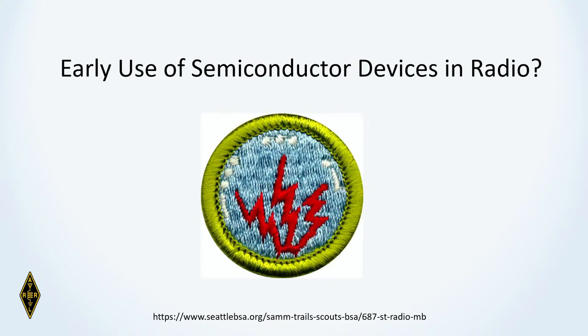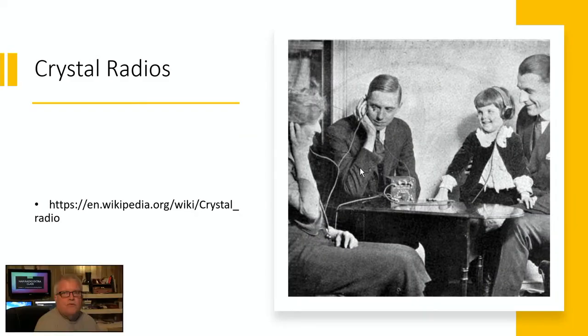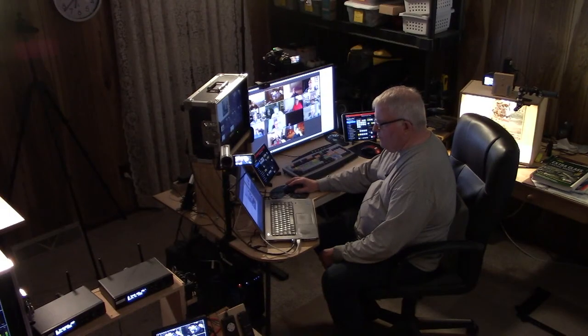So the early use of semiconductor devices, and this is the merit badge for the Boy Scouts, think about crystal radios. Did any of you ever play with a crystal radio set with a long wire antenna, and one side of the radio then was connected to a ground or a water pipe in the house, back when water pipes were copper? And you had high impedance headphones, and you had a crystal radio set right here. Now this one was kind of the nice one.